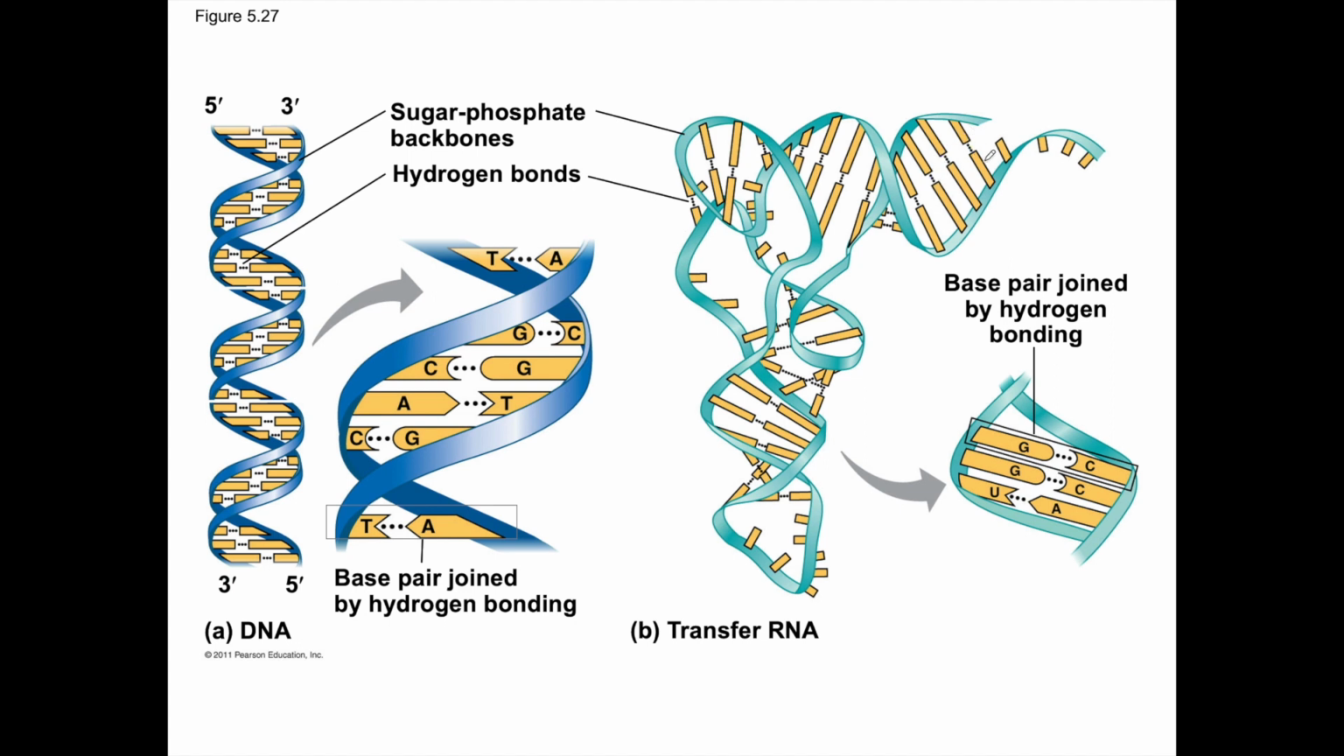Now, the base pairing in RNA, C is still with G, just like it is in DNA. But RNA does not have the base T. In place of it is the base U. So while in DNA A pairs with T, in RNA A would pair with U. And that's known as the base pairing rules.